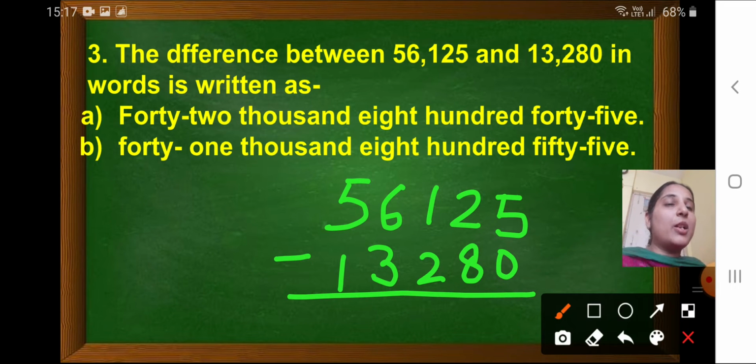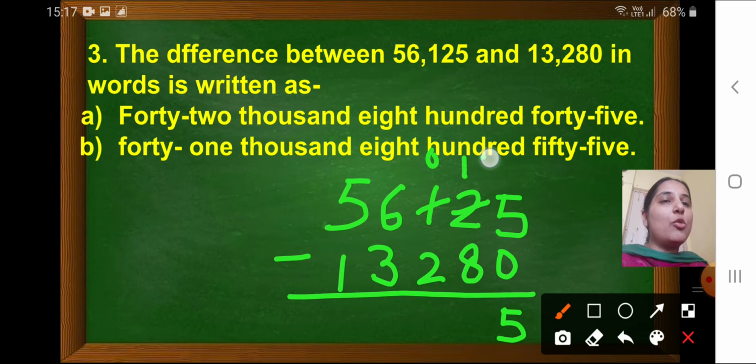You will start from the ones place. So 5 minus 0, 5 only. Now 2 minus 8, because 2 is smaller, it means we have to borrow. So we will borrow from the hundreds place here. And what is the digit at the hundreds place now? 1. So when we will borrow 1 from there, 0 will be left there. And the digit at the tens place becomes 12 now. So 12 minus 8, 4.